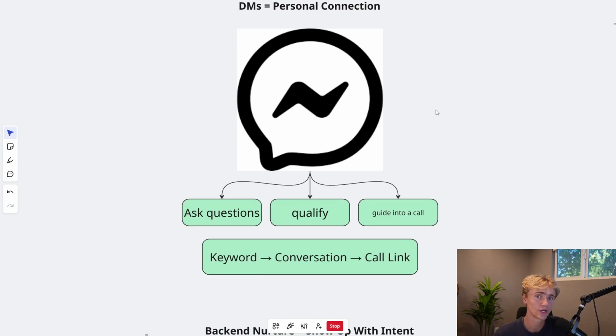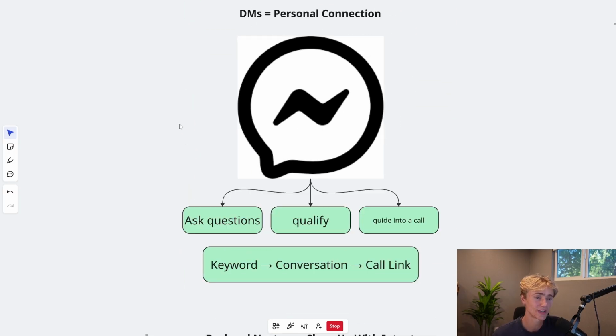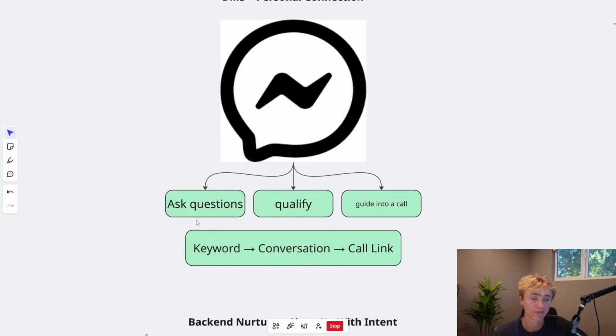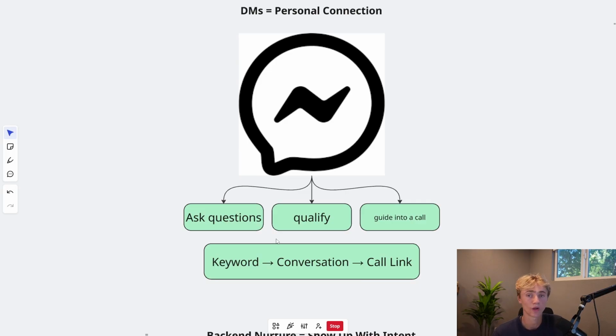And so what we're looking to do here in short is ask questions, qualify our leads, and guide them into a call. And once again, tying this system back in with Instagram stories, we can actually connect these two. We can send people from a keyword from an Instagram story. Let's say they swipe up with a keyword. We can then send them to the conversation in the DMs, nurture them, right? Ask questions, qualify, guide them into the call. Lastly, send them that call link.